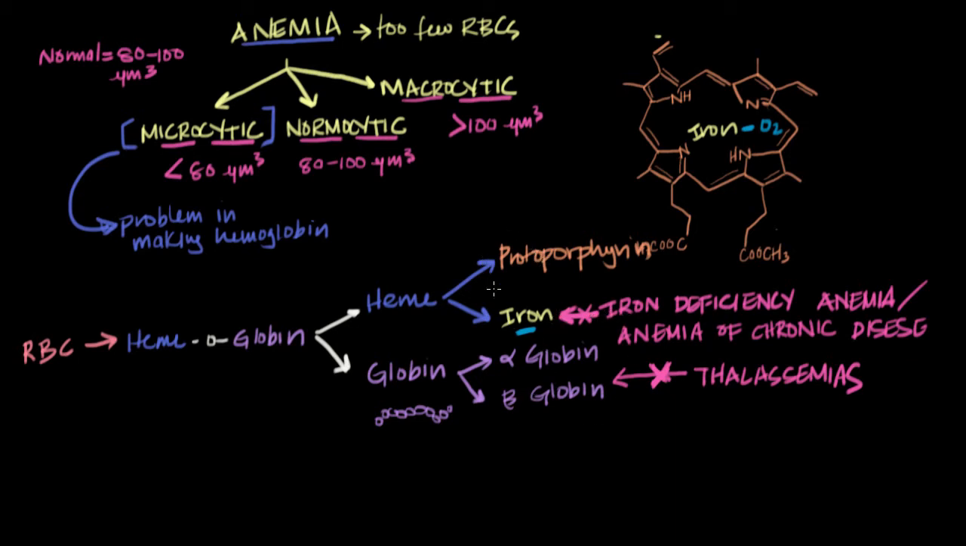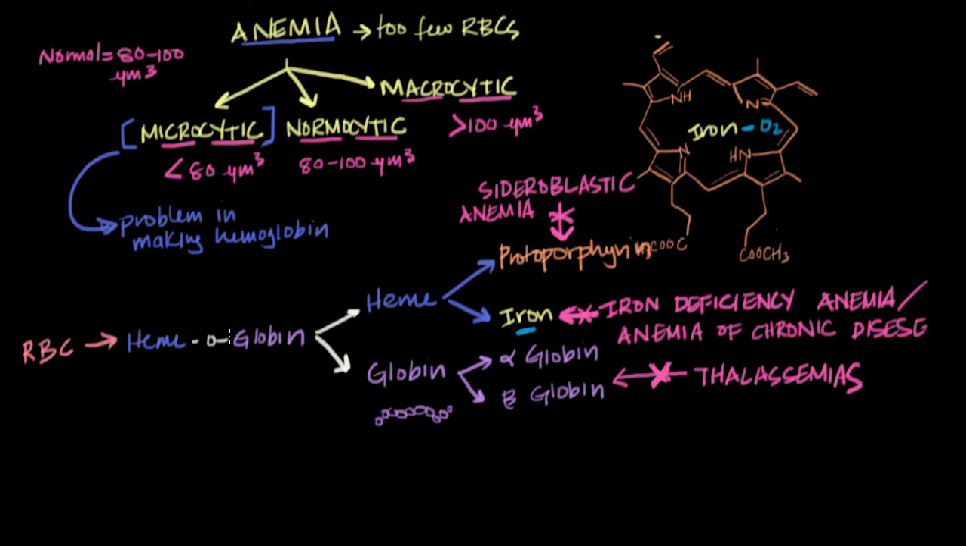Finally, if the body had a difficult time making protoporphyrin, that would once again lead to a problem in making hemoglobin, subsequently causing a microcytic anemia. And that disease in which you have a problem in making protoporphyrin is called sideroblastic anemia. So these are different types of microcytic anemia, and we're going to flesh out the details of these different anemias in later videos. But for right now, it's good to know the different ways in which you could end up with a problem in making hemoglobin.